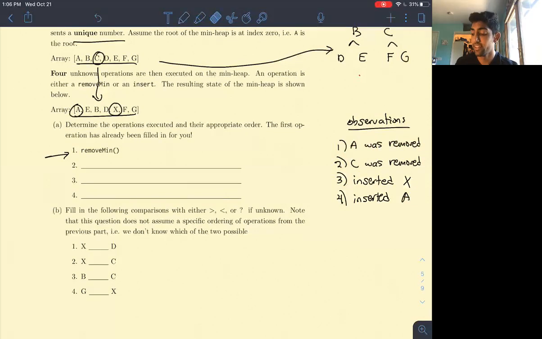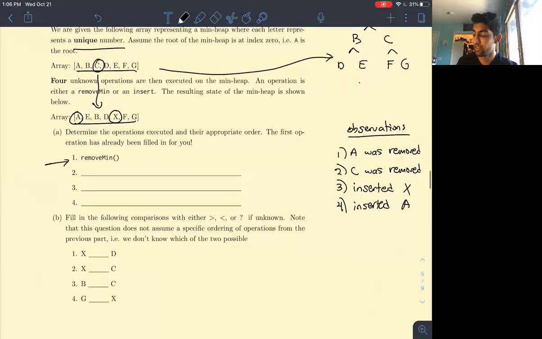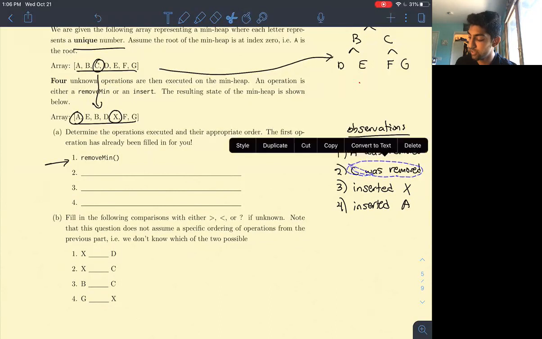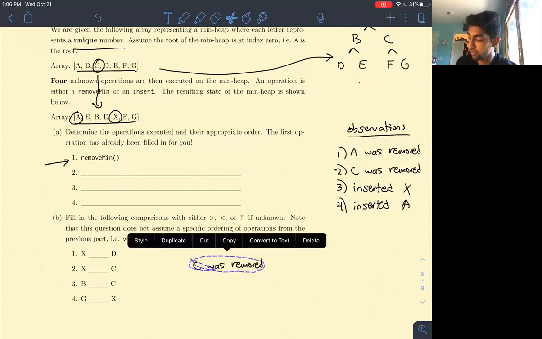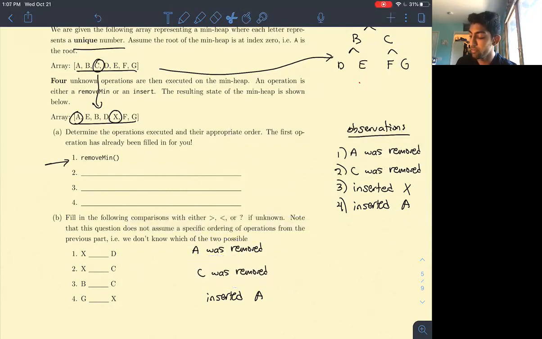Okay, so here are our 4 operations, but we don't know the ordering of these 4 operations quite yet. To figure out the ordering, let's take some more logical steps. The first logical step is let's look at the relative ordering of C being removed, okay? And let's also look at the ordering of inserting A, okay? And we know at the top that A was removed, okay?